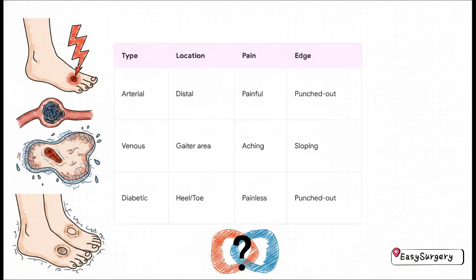Let's lock in those rapid-fire clinical recognition skills. Arterial ulcers, they scream with pain, they're found distal to a vascular block, and they have sharply punched-out edges. Venous ulcers, they slope at the gaiter area, feature pigmented margins, and cause a heavy, aching discomfort. And diabetic foot ulcers, they silently punch out the heel or toe, completely devoid of pain due to that neuropathy. And always keep in mind, up to 30% of patients can have concomitant arterial and venous disease, so be on your toes for atypical presentations.